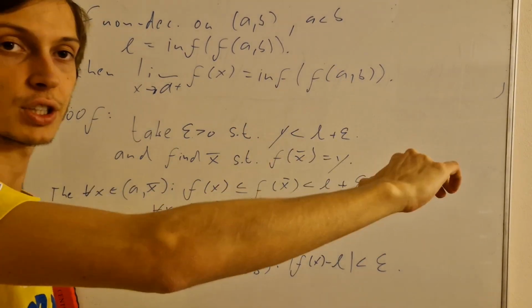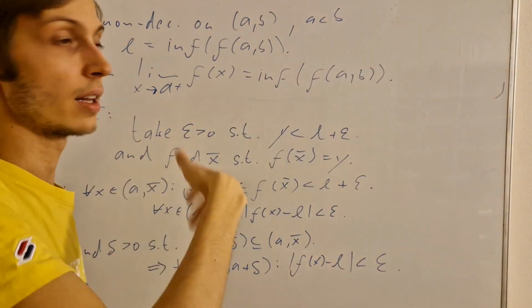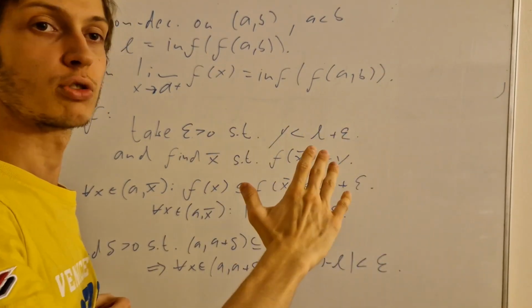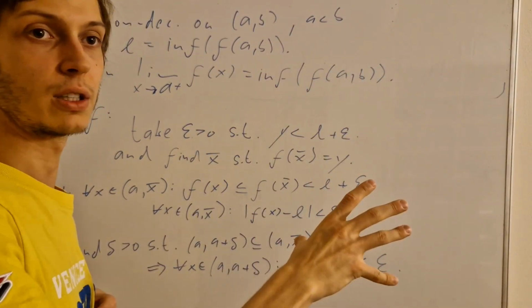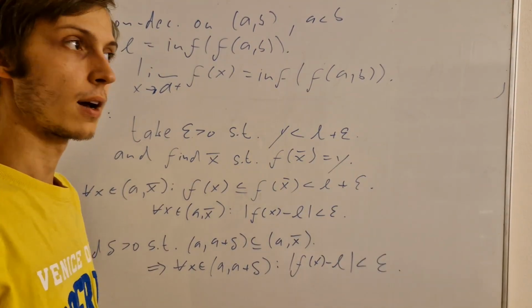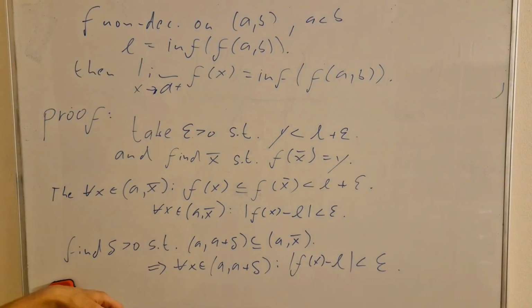So imagine a function that's non-decreasing. That means either it stays the same or increases. Then the leftmost point of the interval, the left bound of the interval, will correspond to the infimum of all the values of the function. It's quite self-evident if you think about it, but let's anyway go over the proof.